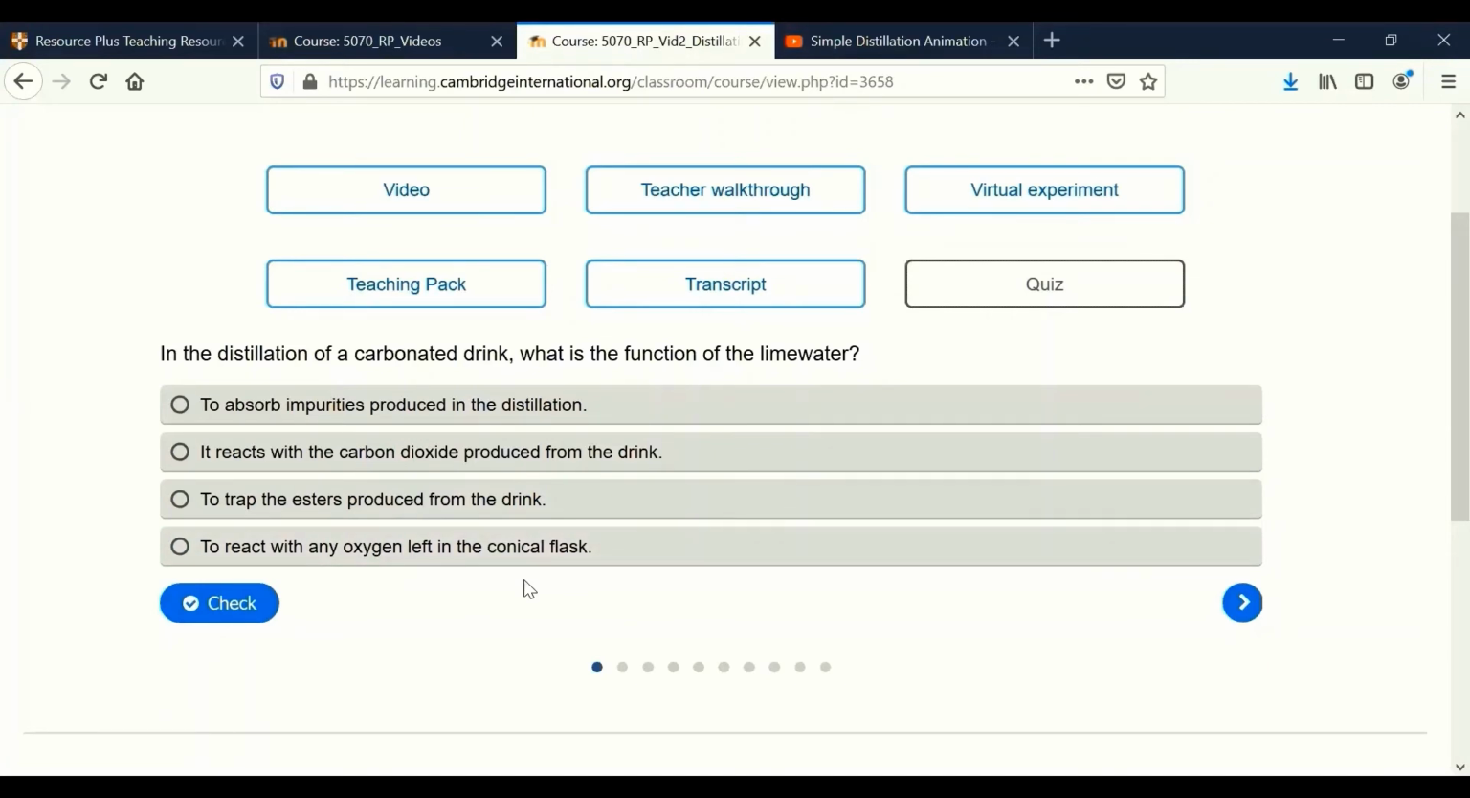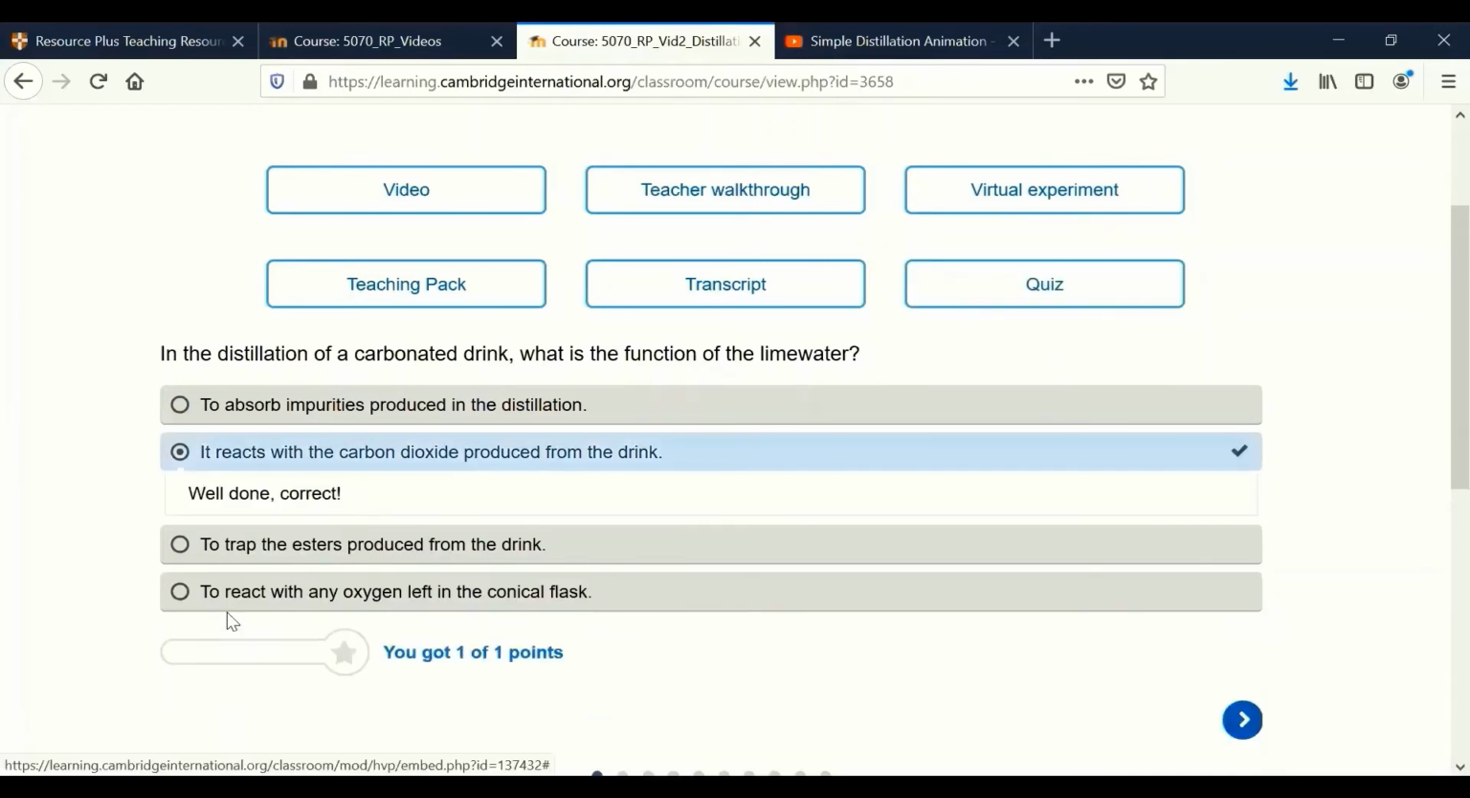What do you think? It reacts with the carbon dioxide produced from the drink. Let's check the answer. That is the correct one.